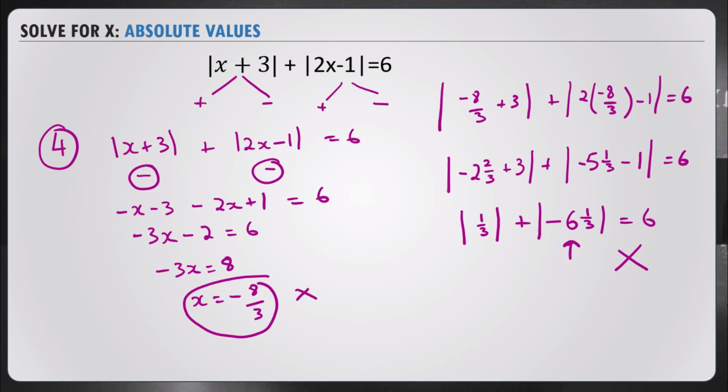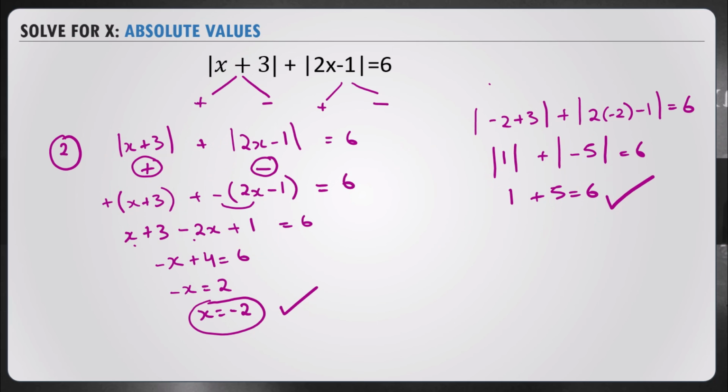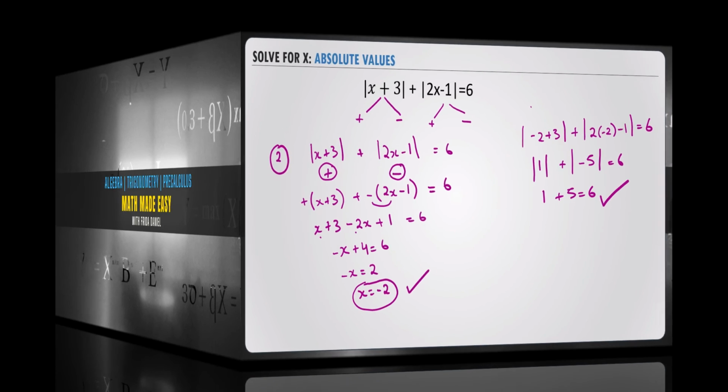So the only solutions to this problem were x is equal to 4 over 3 when both values are positive, and x is equal to negative 2 when one was positive and one was negative. These are the only solutions to the problem.